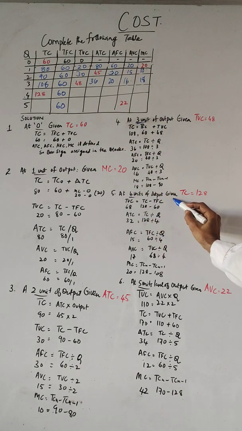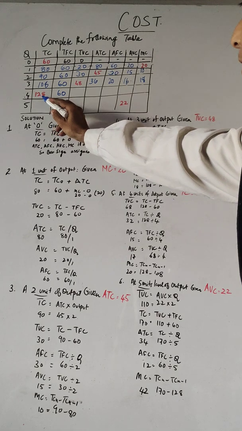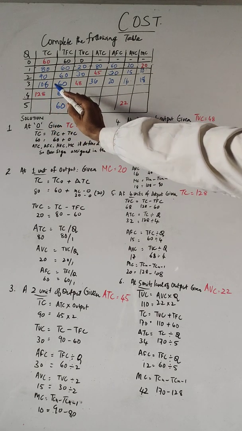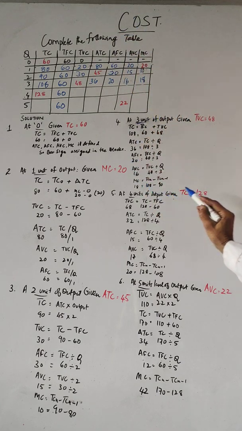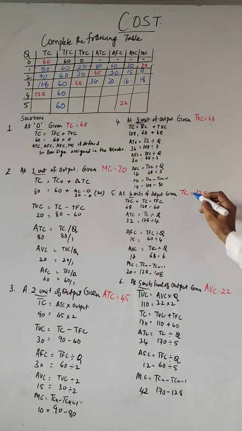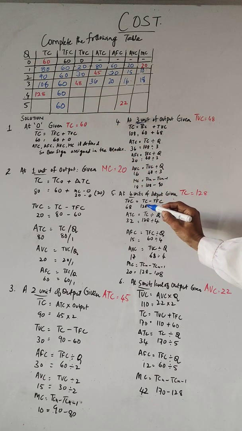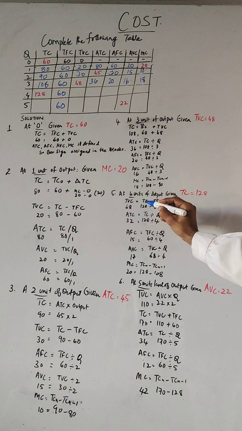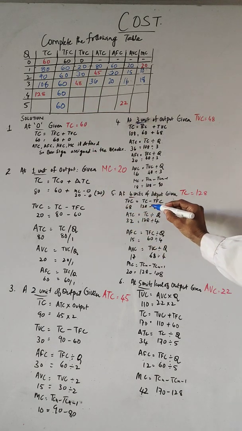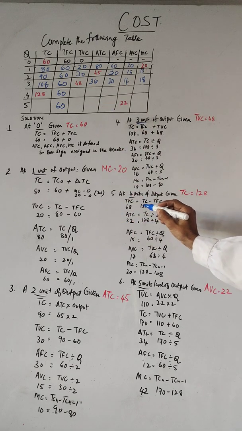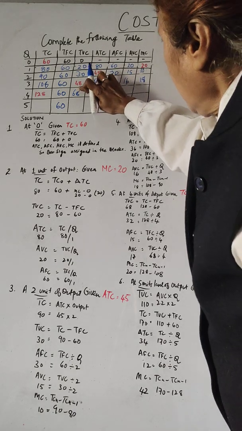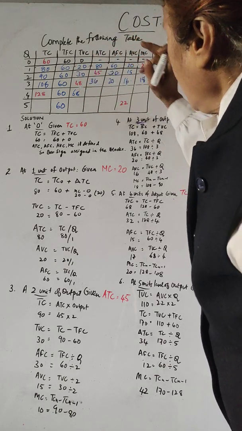At 4 units of output, what is given? In red, all that is given in red is what they have given in the whole table. So it is 128. Total cost is given as 128. So you can find out total variable cost. How will you do that? TC, total cost, minus TFC, minus 60. How much do you get? 68. So write 68. Okay. So here you get 68.